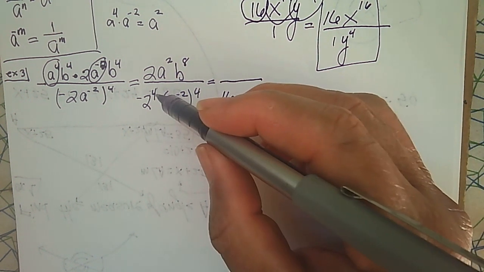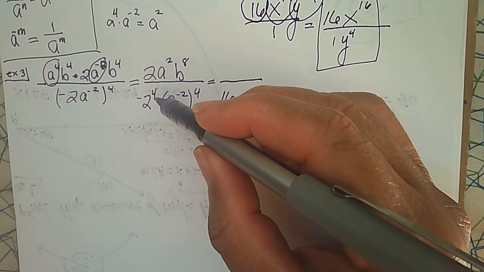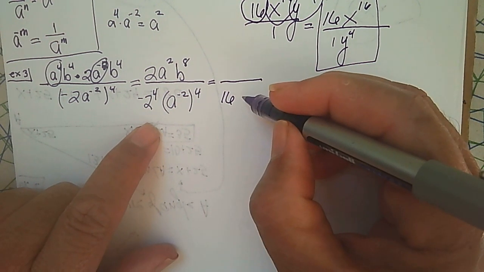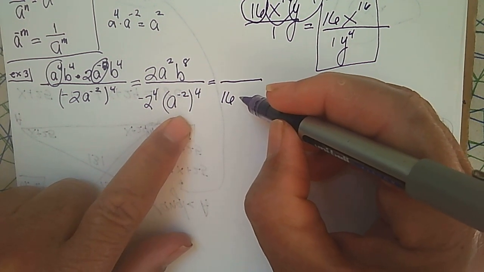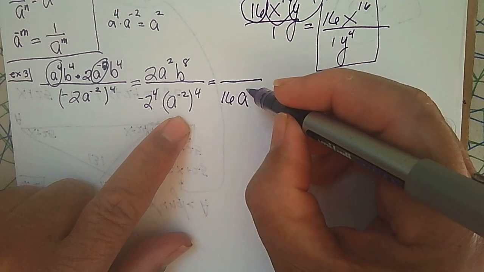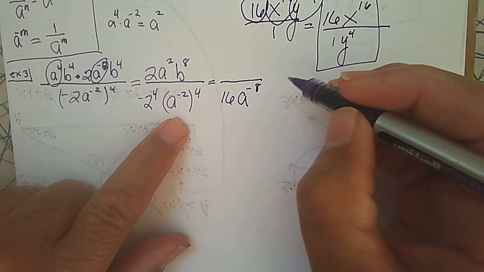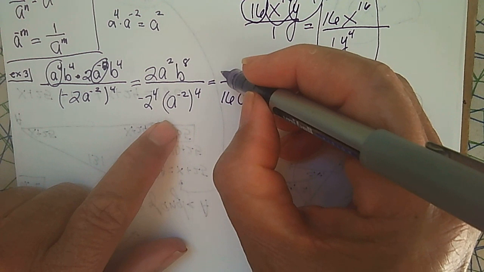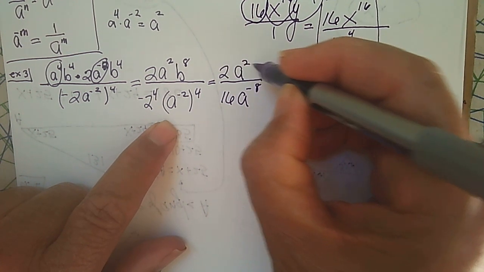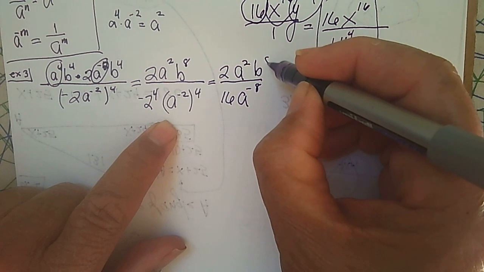Okay, if you have a negative number and it's raised to an even number, it'll be positive. 4 is even. If it was odd, it'll be negative. So that's 16. In this case, the base will be the same base. Multiply the exponents. Negative 2 times 4 will give you negative 8. And then the numerator is the same. 2, a to the 2, b to the 8.